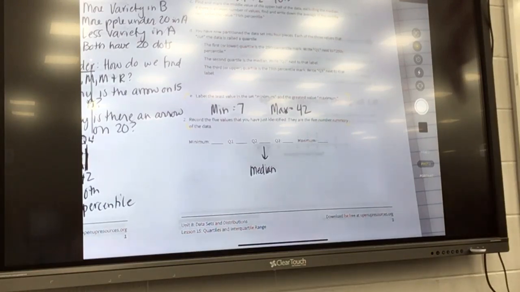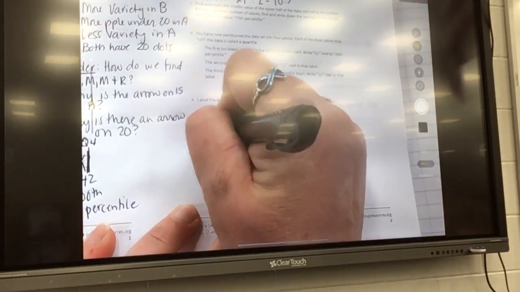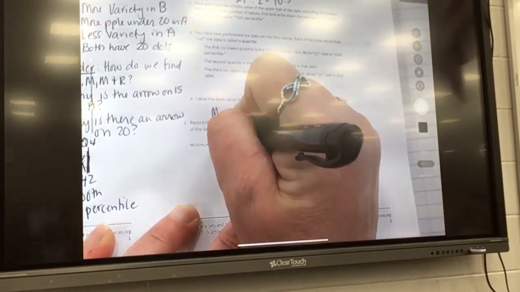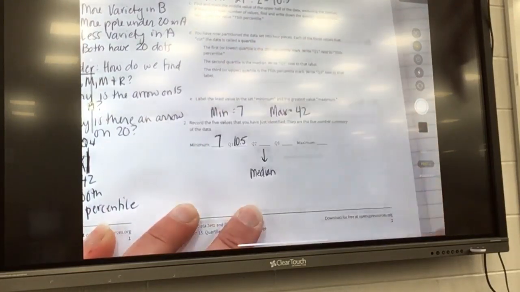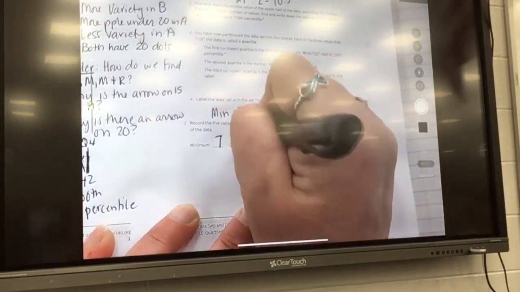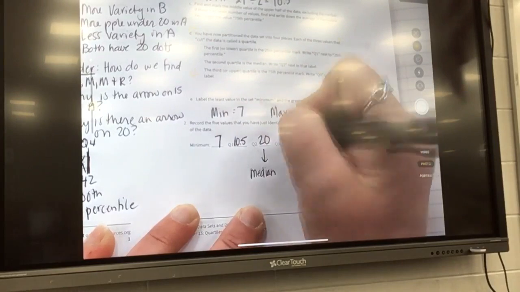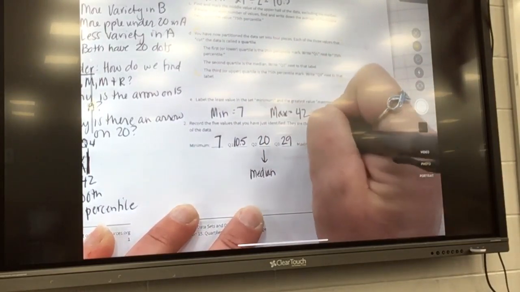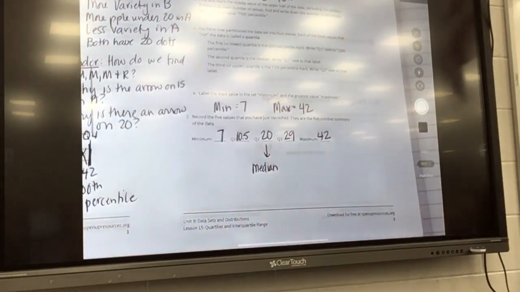So raise your hand. Christopher, there's our minimum. What's our minimum number? All right, what's our Q1? Not 10. 10 and a half. What's our median? What is our Q3? And what is our maximum? Perfect. All right, let's go ahead, turn the page.